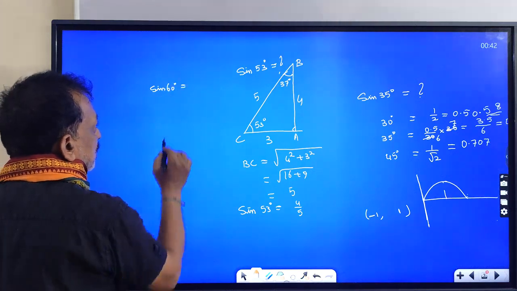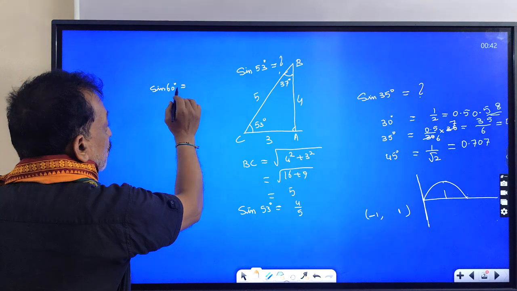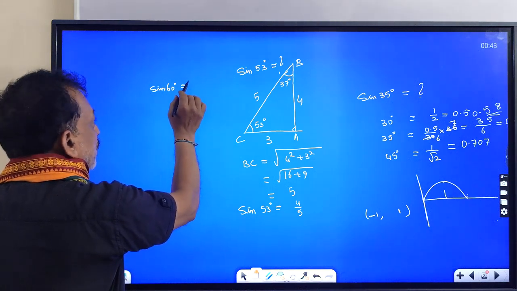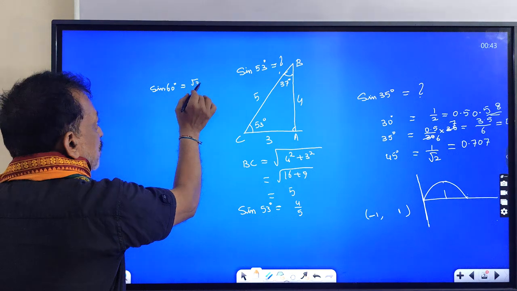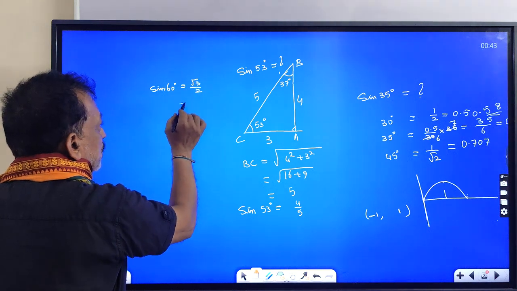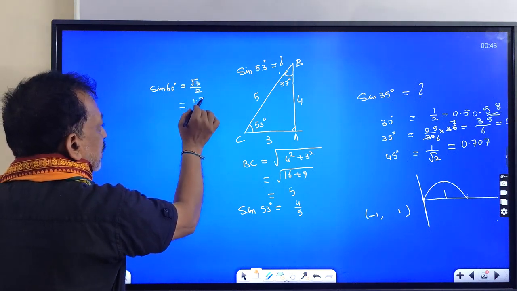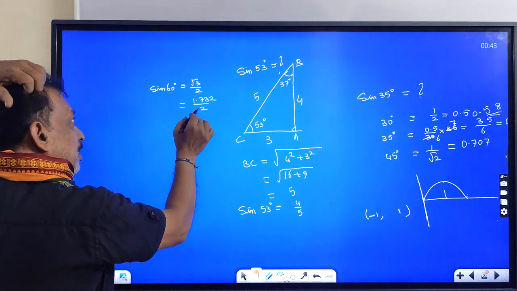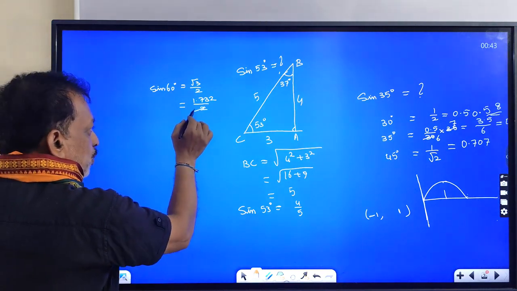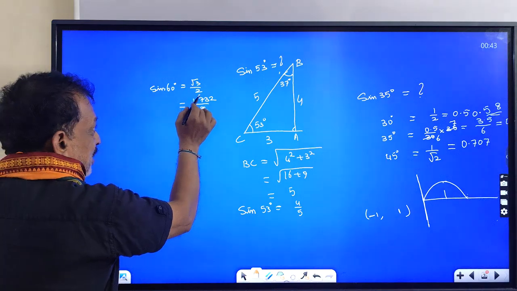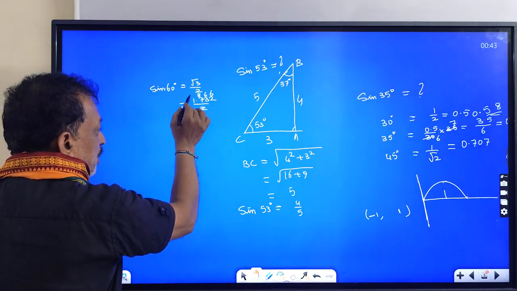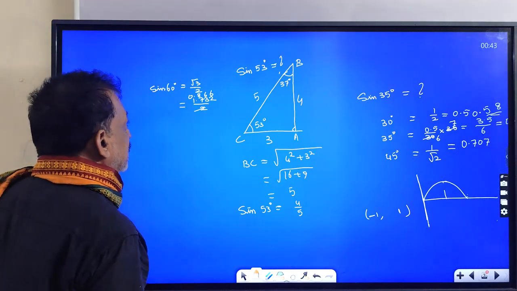Sine 60 is equal to how much? Sine 60 is equal to root 3 by 2. Root 3 is equal to 1.732, divided by 2. Now simplification: that is 0.866.